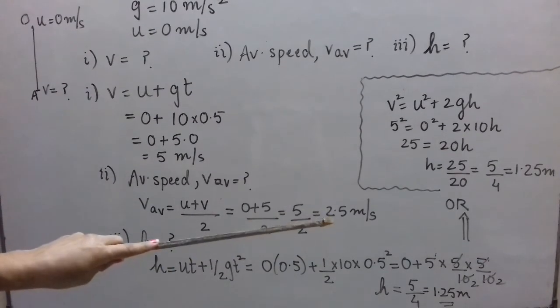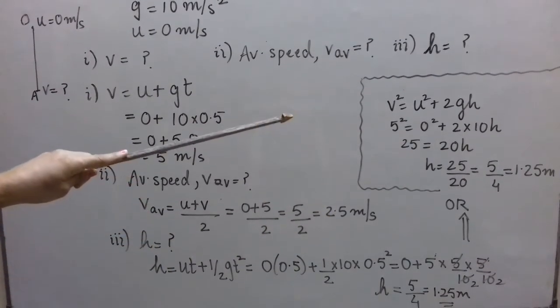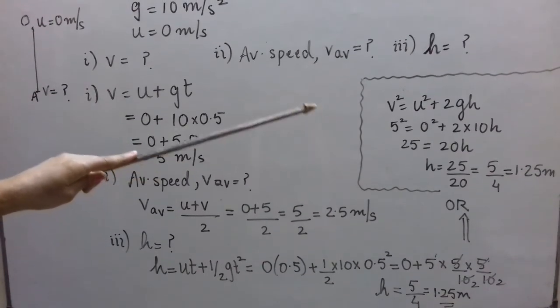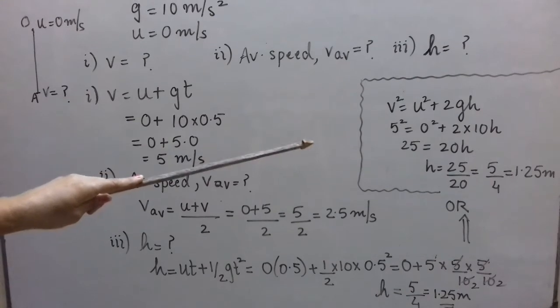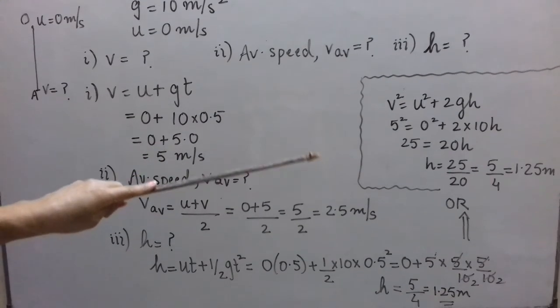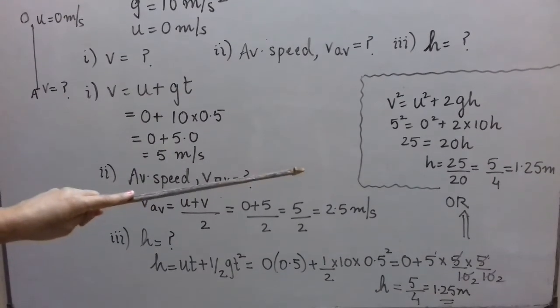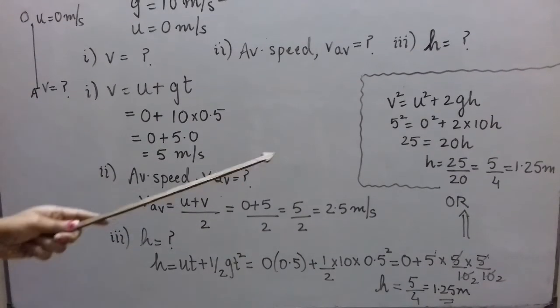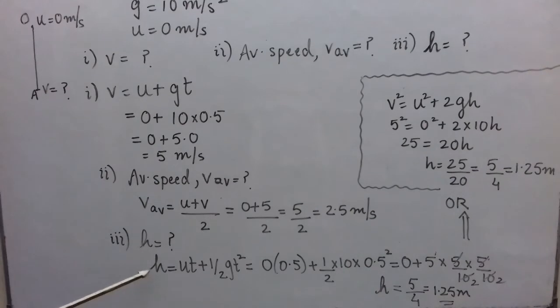Or, even you can use the third equation of motion: V square is U square plus 2GH. Again put the values for V, U and G. By doing the simplification, we can get H is 1.25 meter. So any of the equations can be used to find out H.